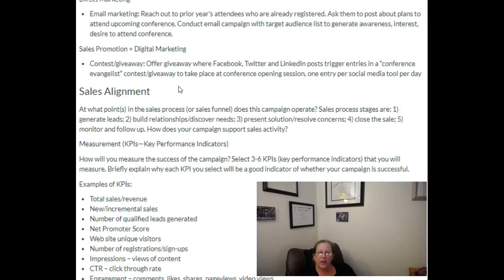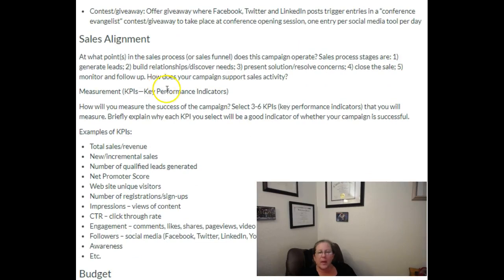And then talk about your sales alignment. At what point in the sales process or sales funnel does this campaign operate? Sales process stages are you're either generating leads, you're building relationships and discovering needs, you're presenting solutions or resolving concerns, you're either closing the sale, monitoring or following up. And so think about how your campaign is supporting these types of sales activities.